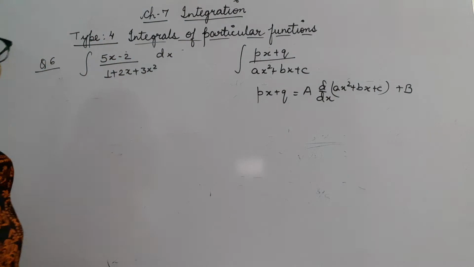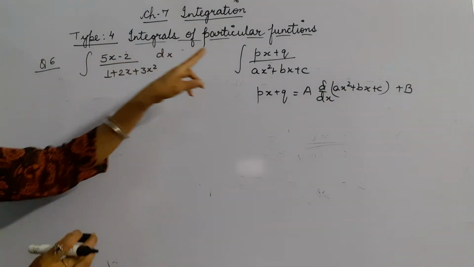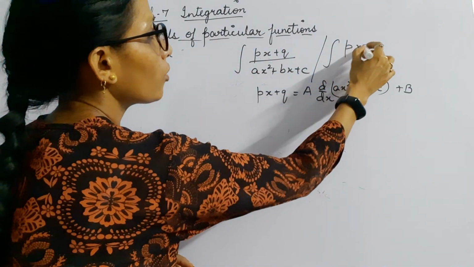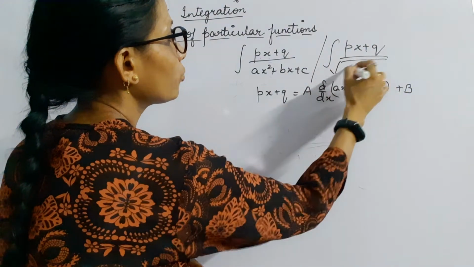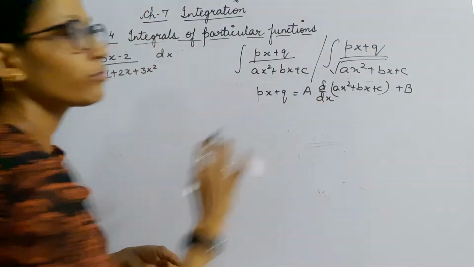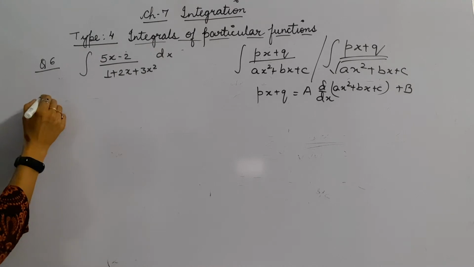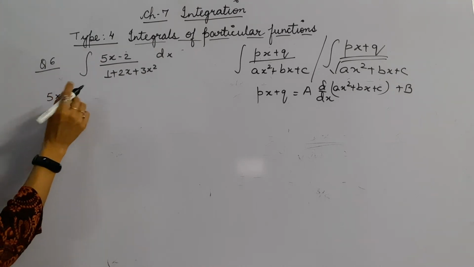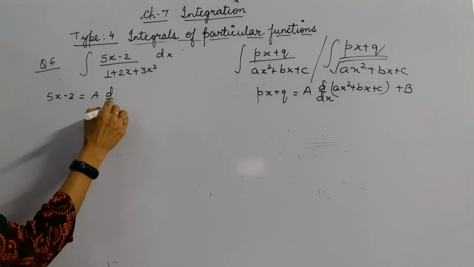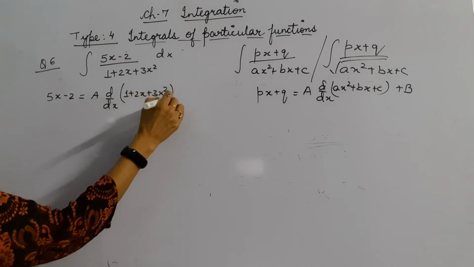Here you will be finding out the value of a and b, and then you will be integrating. So whenever you get a question of this kind, or of this kind under root ax square plus bx plus c, in both the cases you have to apply this for the shorter solution. So let's apply this. I'll be writing 5x minus 2, that means px plus q, equal to a times the differentiation of this thing, which is 1 plus 2x plus 3x square, plus b.